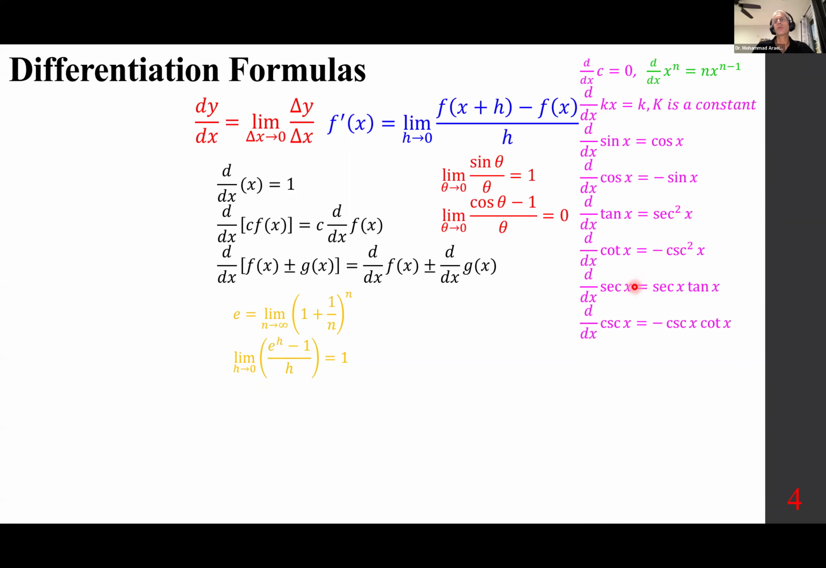Then we have the most basic formulas that we are going to use today, and then others are coming our way. The derivative of a constant is 0. The derivative of x to the power of n is n x to the power of n minus 1. That's called the power rule. As a result of that, the derivative of kx is k, where k is a number. The derivative of sine is cosine. Cosine is negative sine. Tangent is secant squared. Cotangent is negative cosecant squared. Secant is secant x tan x. Cosecant is minus cosecant x cotangent x. There are more formulas coming up.